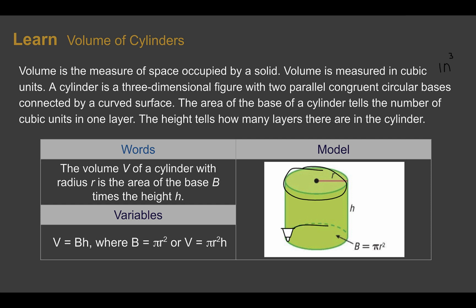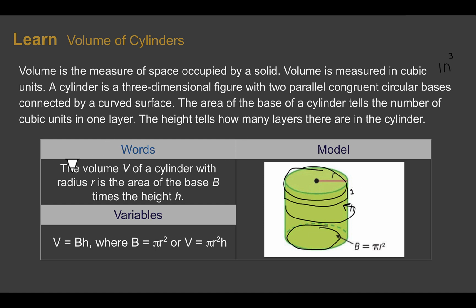So circle bases here, they're parallel to each other, connected by a curved surface going around like that. The area of the base of a cylinder tells the number of cubic units in one layer, and then the height tells you how many layers there are in the cylinder. So for example, if we had a layer of a unit of 1, the area of that circle base would be the volume of one layer, and then we multiply that by the height to get the total volume of our cylinder.